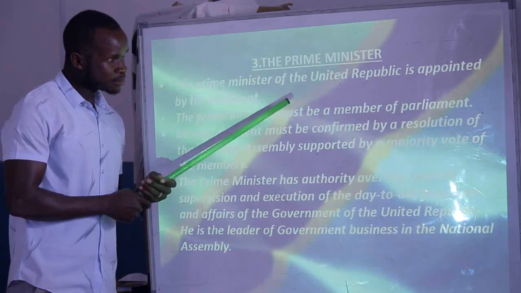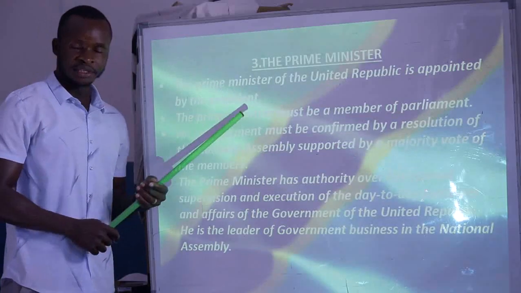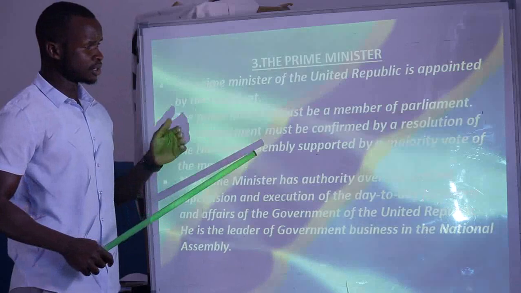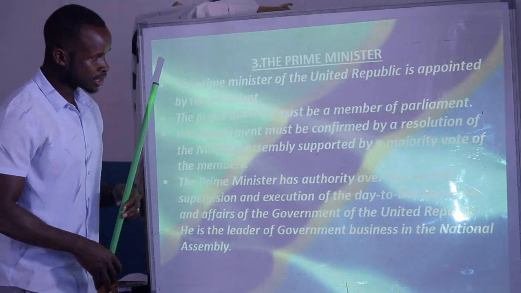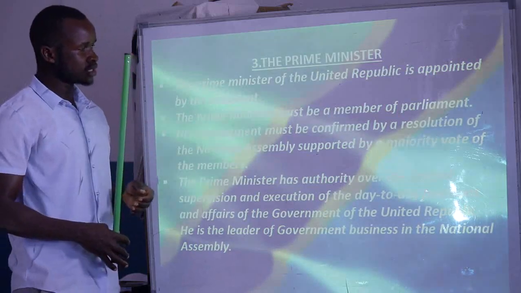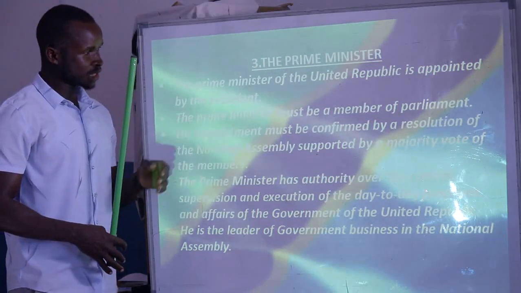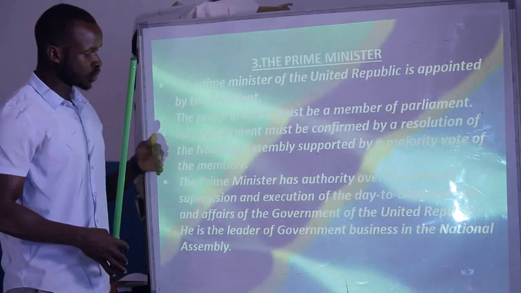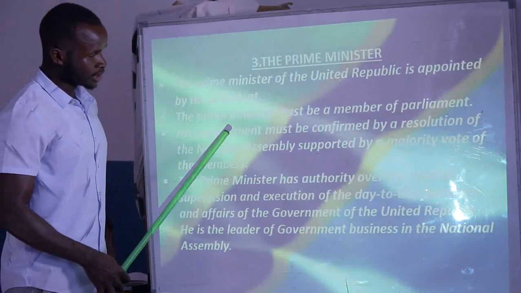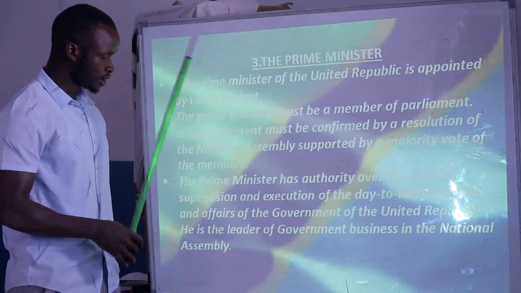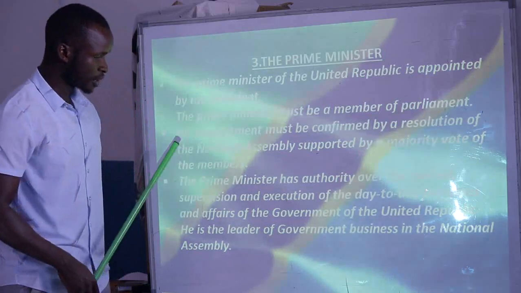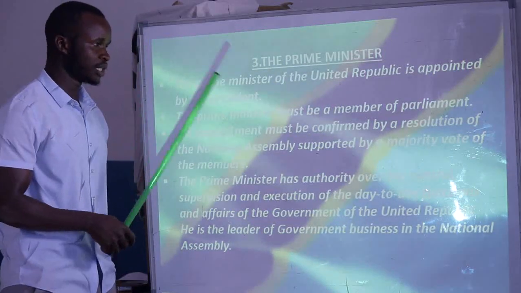After the Prime Minister is appointed by the President, the appointment is approved by a majority vote or resolution of members of Parliament. This means that after the President's appointment, it is taken to Parliament, where it will be approved by the majority of voters. We say here, the appointment must be confirmed by resolution of the National Assembly, supported by the majority vote of the members of that National Assembly.